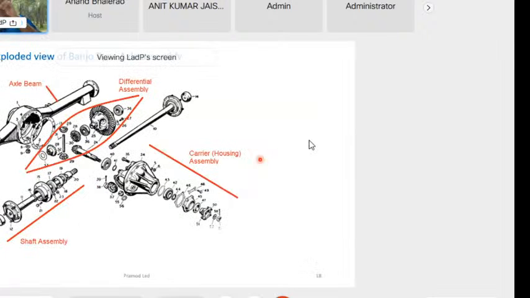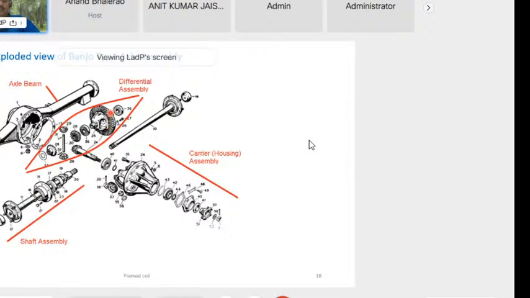This is a typical exploded view of a banjo type axle. This is the carrier housing. This is the axle beam or banjo housing. And these are various parts that go inside this.